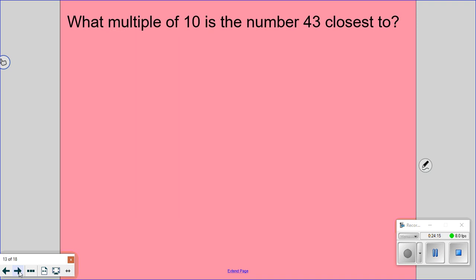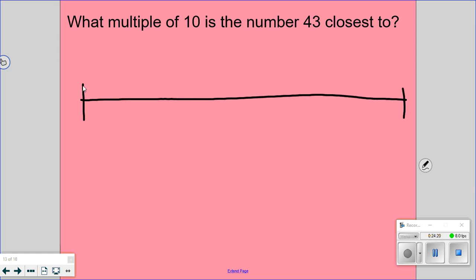New number line. Now I've got 43. What two skip counts of 10 will 43 go in between? Is 43 going to live between 0 and 10? No? Okay, what about 10 and 20? No? 20 and 30? No? Keep going. When you got it, raise your hand. What are those two skip counts?